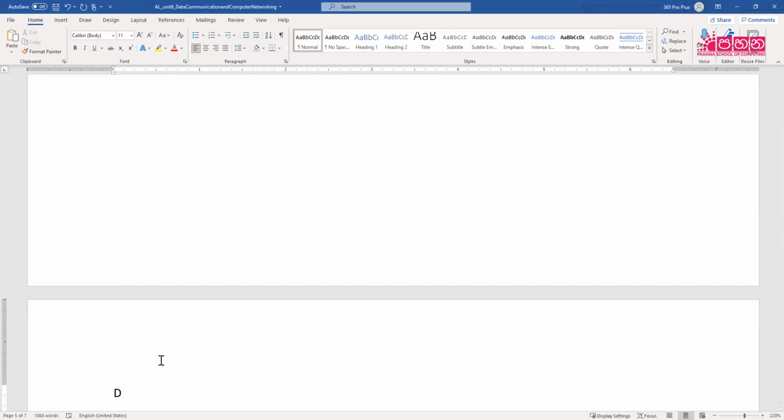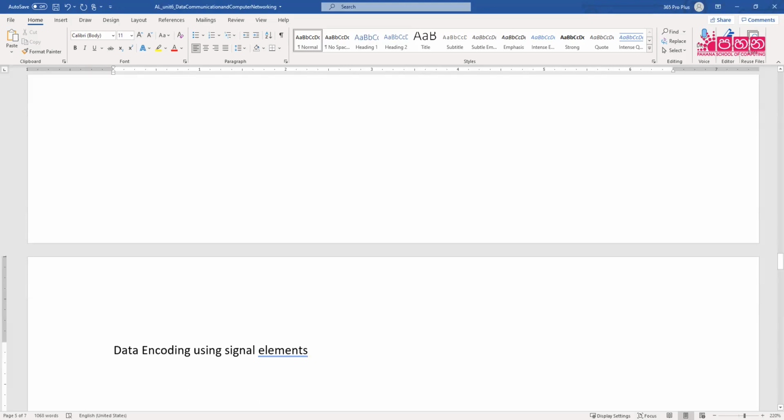Let's write down the title: data encoding using signal elements. So let's discuss what this encoding means. I'll come to that point.